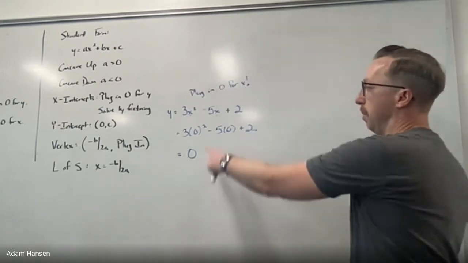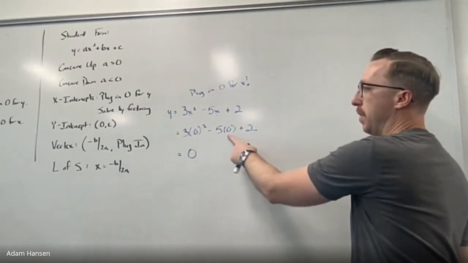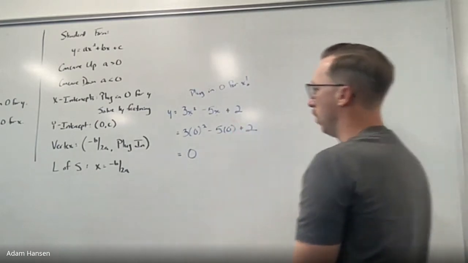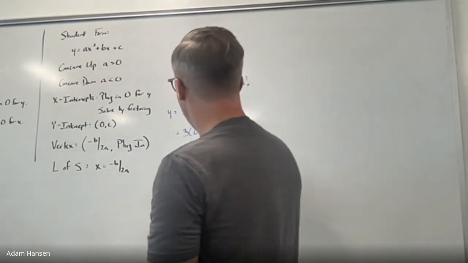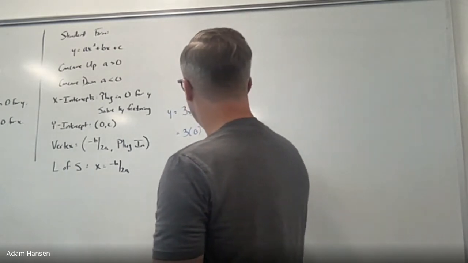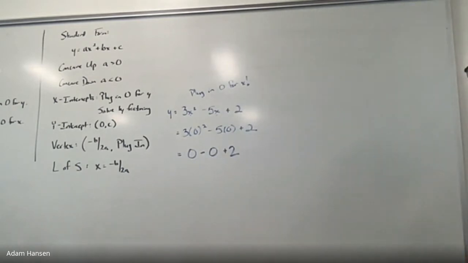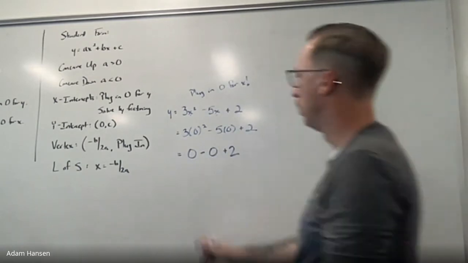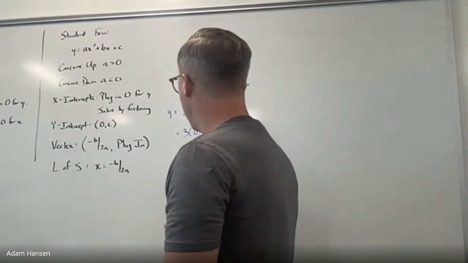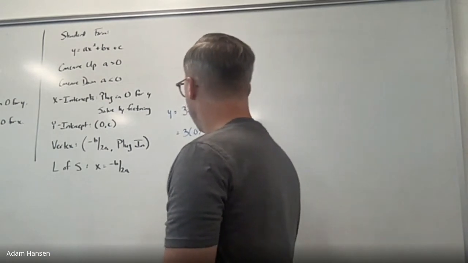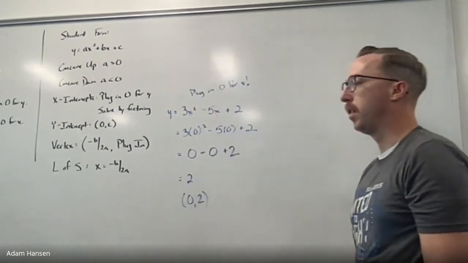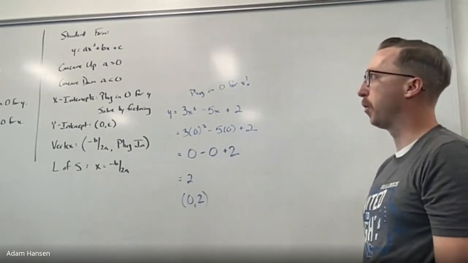How about the next term? Minus 5 times 0. What's 5 times 0? 0. So I'll bring down minus 0 plus 2. What's all I have left over now? 2. Your y-intercept is 0, 2. Your y-intercept is what you have left over when you plug in 0 for x.